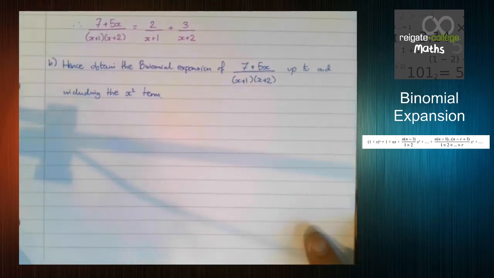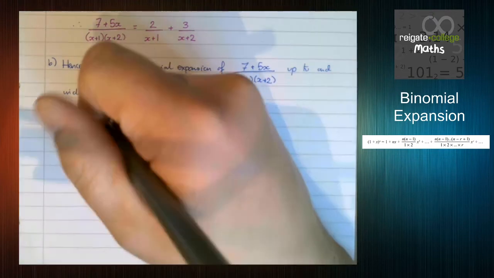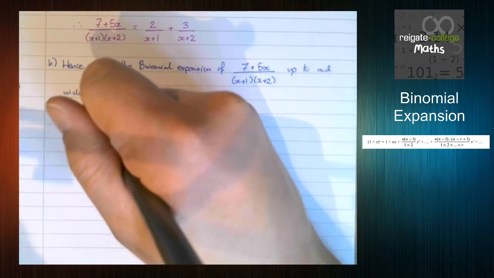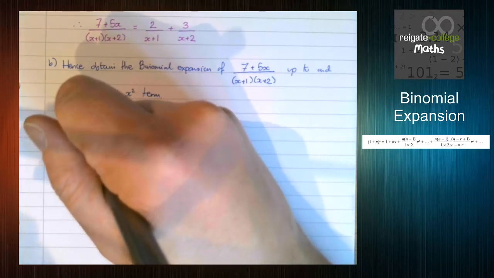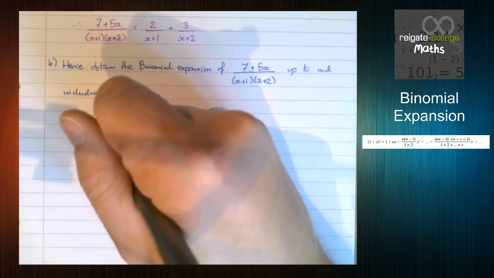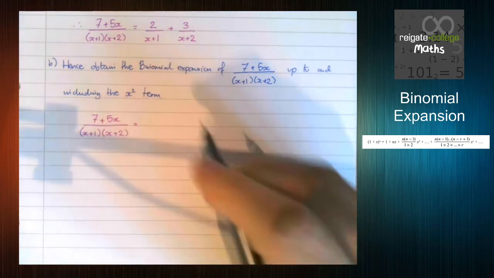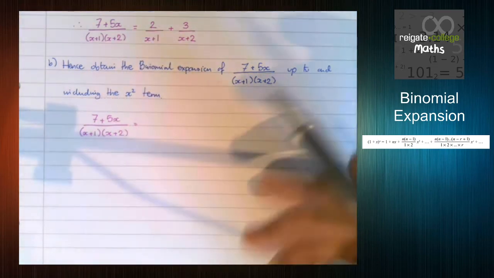Hence obtain the binomial expansion of the fraction that we just split up to and including the x squared term. So very important is using what we've just done. So I would always start by writing out what we've just done, but in a form that we are more familiar using the binomial expansion for. So we need to turn this into something with a power.